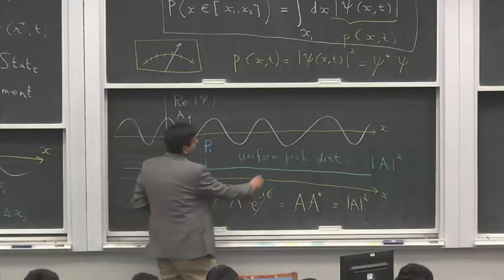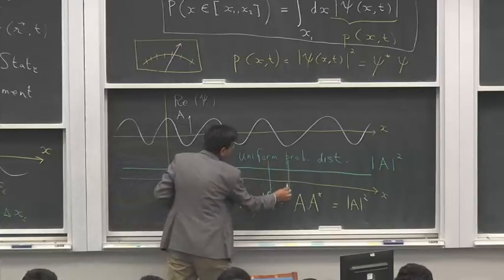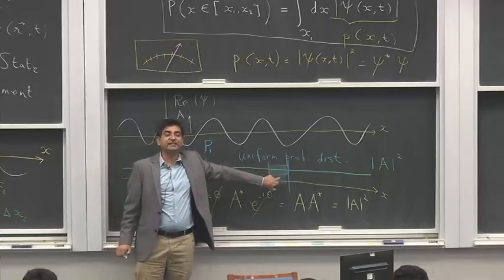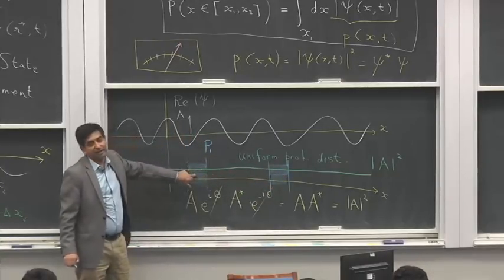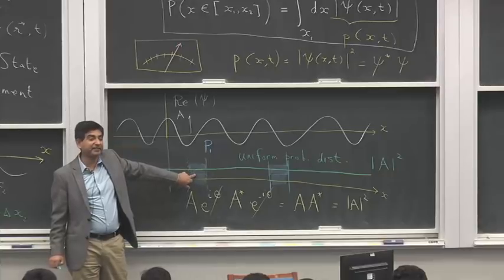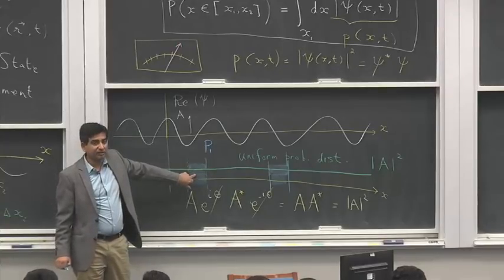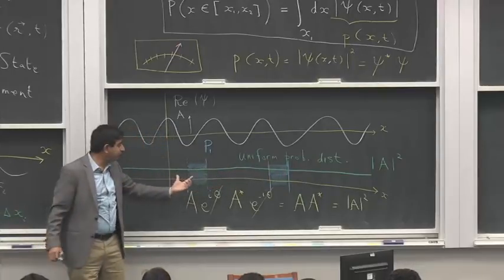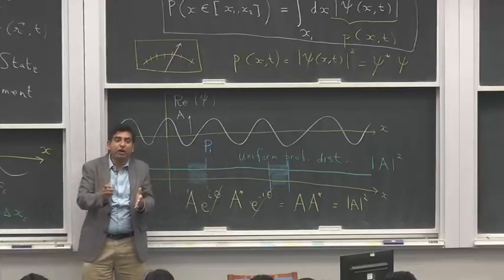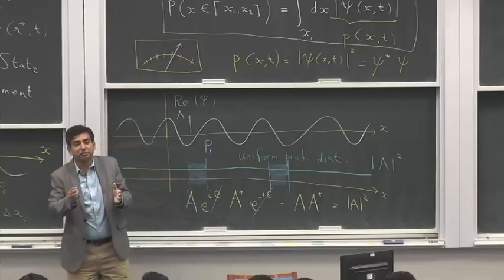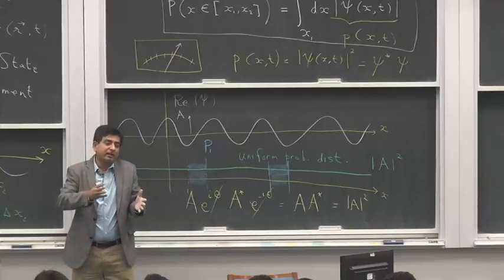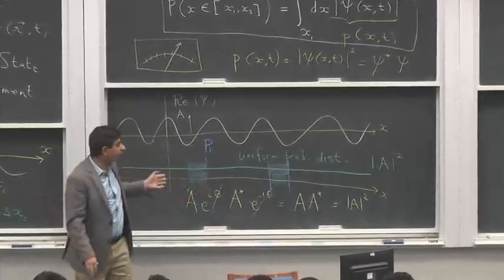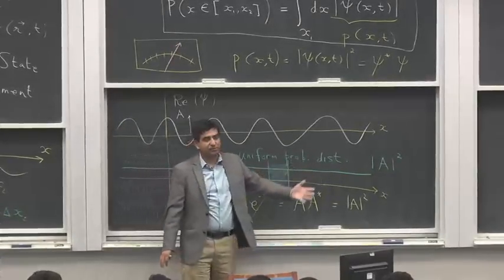Now I take some other region in space of the same length. The probability of locating the particle inside this region is the same as the probability of locating the particle inside this region. So I take any region whatsoever in space of the same length, the probability of my measurement instrument yielding an outcome within that region is going to be the same. That is what is meant by a uniform probability distribution.